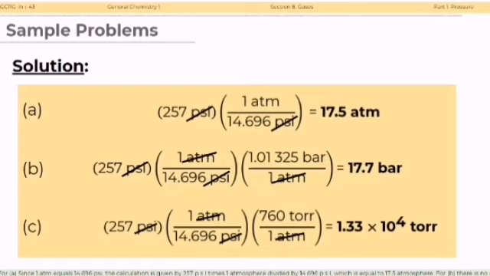For C, the conversion must be done first to atmosphere, then to torr. The useful conversions are given by 1 atmosphere equals 14.696 psi, and 1 atmosphere equals 760 torr. Doing the calculation, we have 257 psi times 1 atmosphere divided by 14.696 psi times 760 torr divided by 1 atmosphere, giving the value of 1.33 times 10 raised to the power of 4 torr.